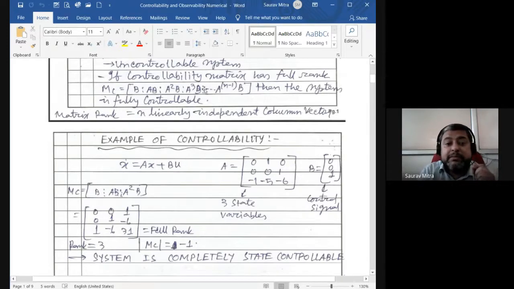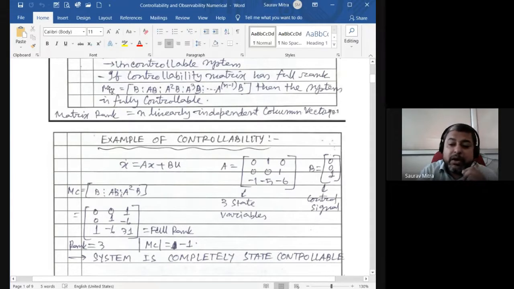If the controllability matrix has full rank, now what is a controllability matrix? Be careful, this is the controllability matrix. How many states are there? There are n states. Suppose n is equal to 3. Here M stands for matrix, C stands for controllability. So the controllability matrix, if n is equal to 3, will be B, AB, A squared B, because for n state variables it goes up to A raised to n minus 1 into B. If n is equal to 3, that means it is going to be A squared. This is called the augmented matrix.